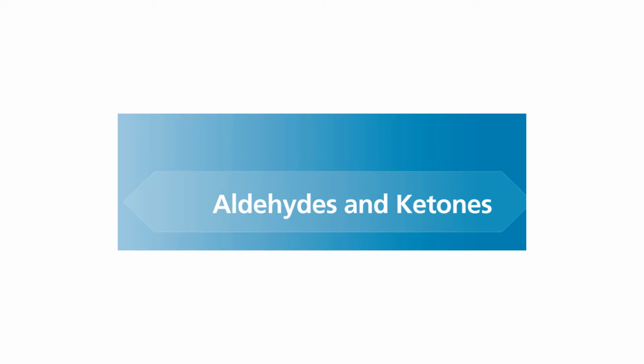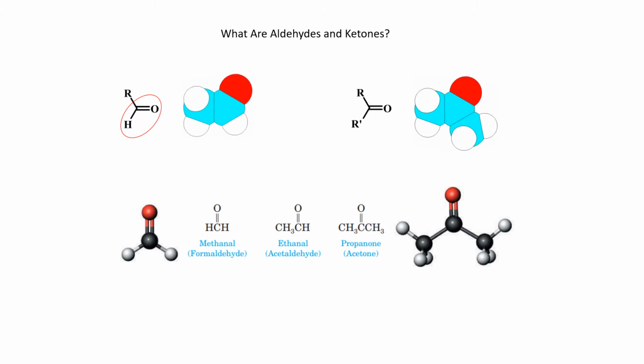Today consider the topic aldehydes and ketones. What are aldehydes and ketones? The carbonyl group is present in aldehydes, ketones, and carboxylic acids and their derivatives, as well as in carbohydrates. It is one of the most important functional groups in organic chemistry.